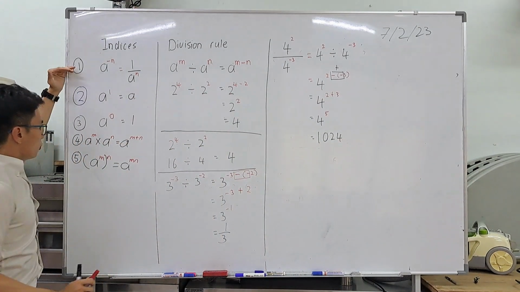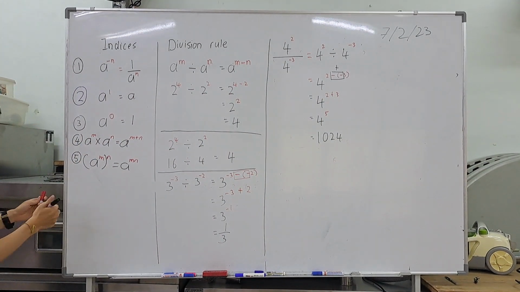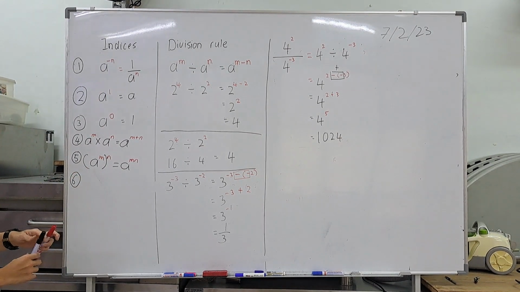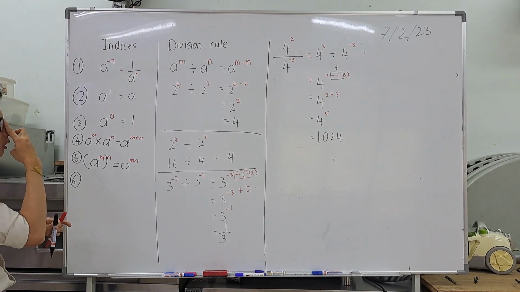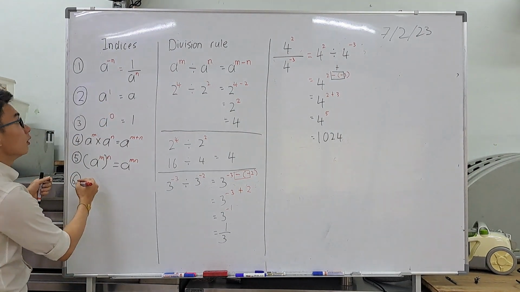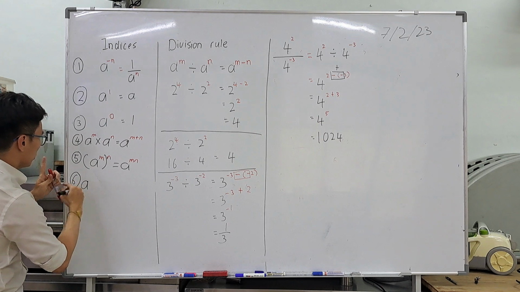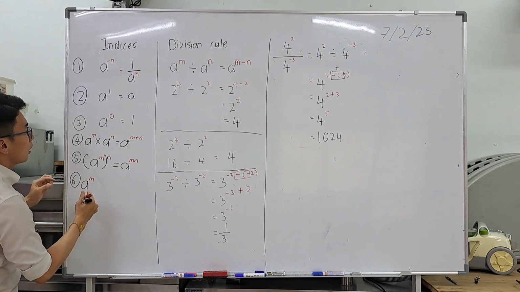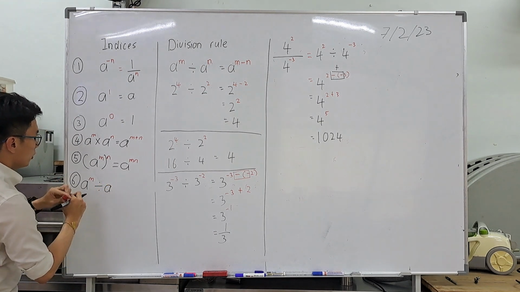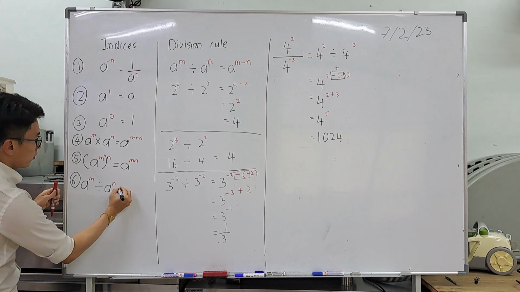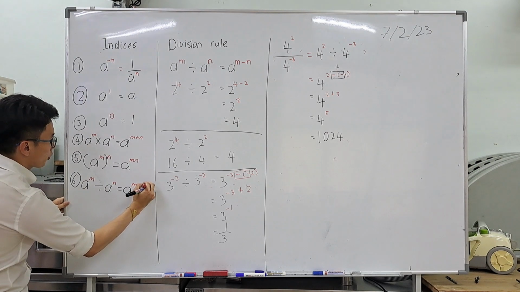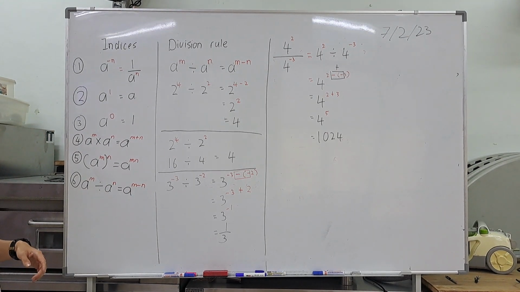Now, let's add on to our list of rules for indexes. So rule number 6, that will be the division rule. My division rule will look like this, so let me write this down. I have a to the power of m, and if I'm dividing this by a to the power of n, which means I can subtract the power over here.